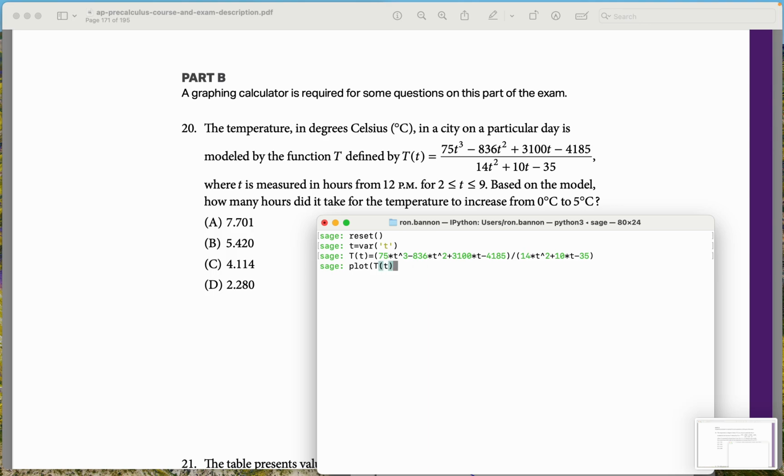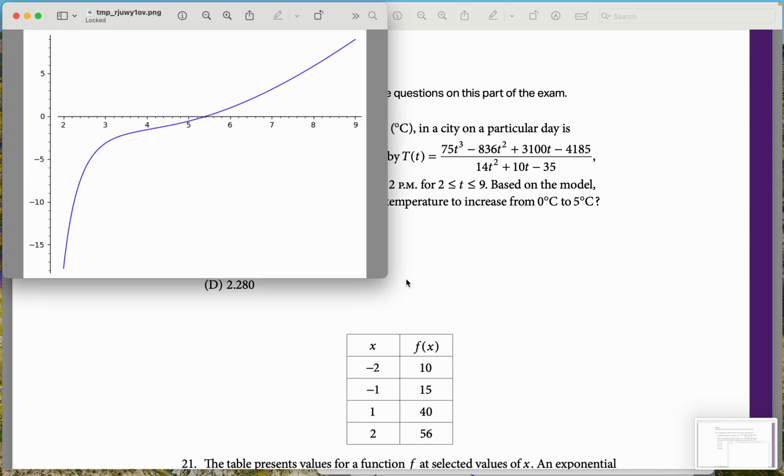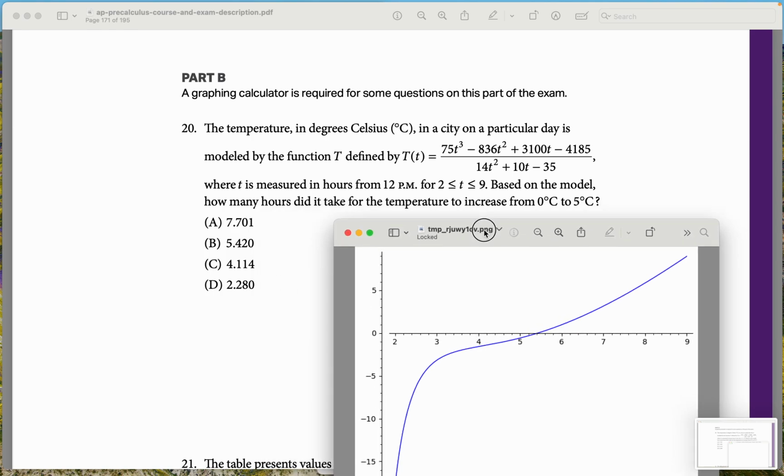I want to get a feel for this. I know it's a rational function, and I want to keep it between 2 and 9. Let's put the plot down, and I see it. And now I'm going to go to the question, and the question is this over here. How many hours? I want to point out this is the axis for hours. How many hours did it take for the increase in temperature from 0 to 5? Well, if you look at that, the temperature here would be 0. And over here, the temperature would be 5.